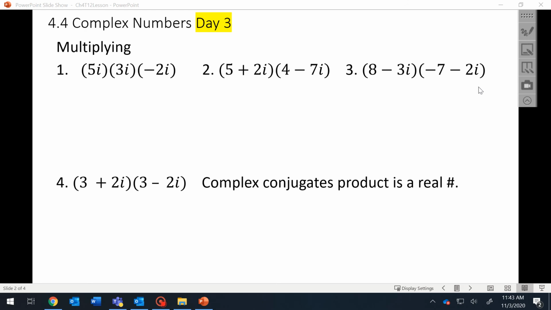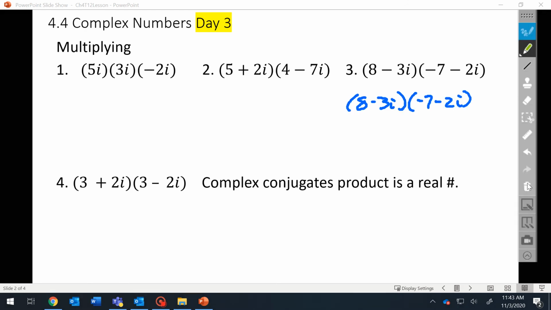Now, if you look at problem number 4, these are called complex conjugates, 3 plus 2i and 3 minus 2i. They are called complex conjugates because their real parts are the same, 3 and 3, but their imaginary parts are opposite, plus 2i, minus 2i. Complex conjugates are important because when you multiply them together, your product is real. When you multiply these two together, we will no longer have an imaginary number. We'll have a real number. Now let's see what that looks like.